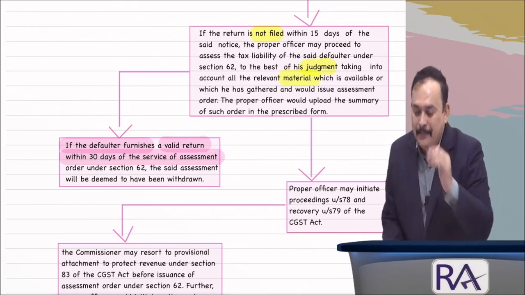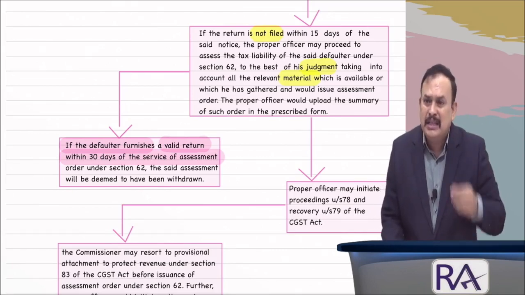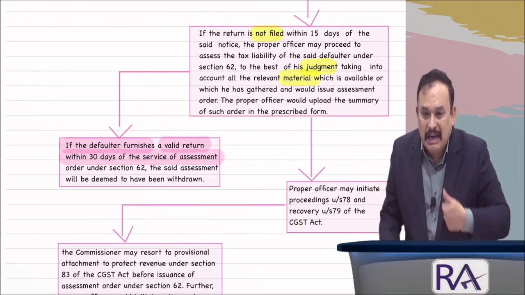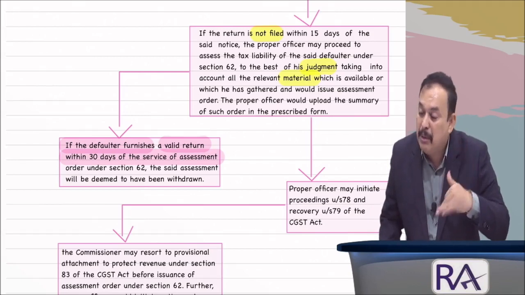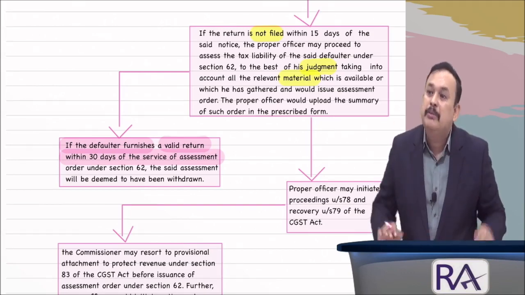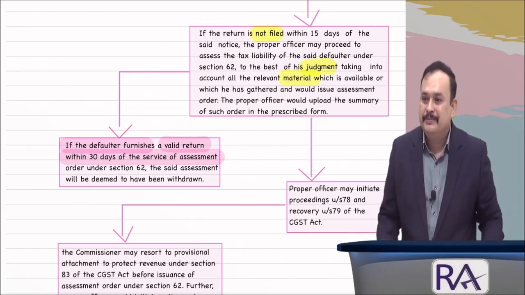Is that clear, sir? Further, he does not need to go and communicate orally. If he submits all returns through the portal within 30 days with payment of taxes, that particular ASMT 13 will be withdrawn automatically by the system itself.